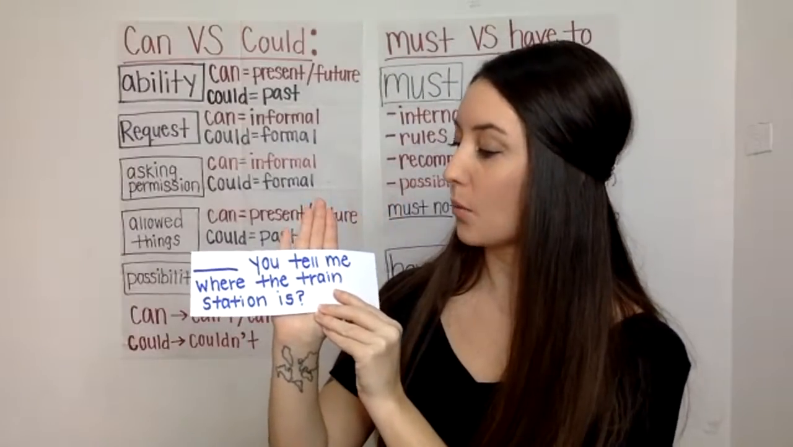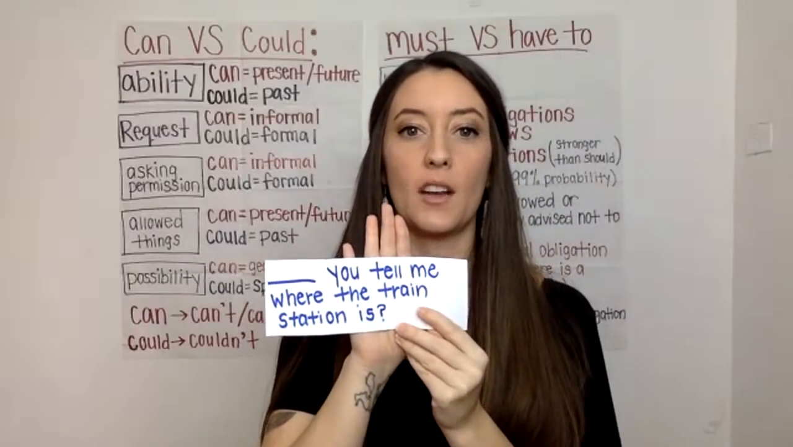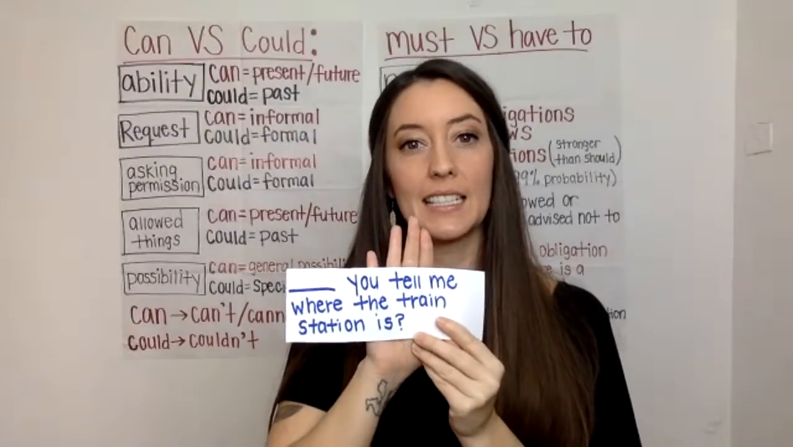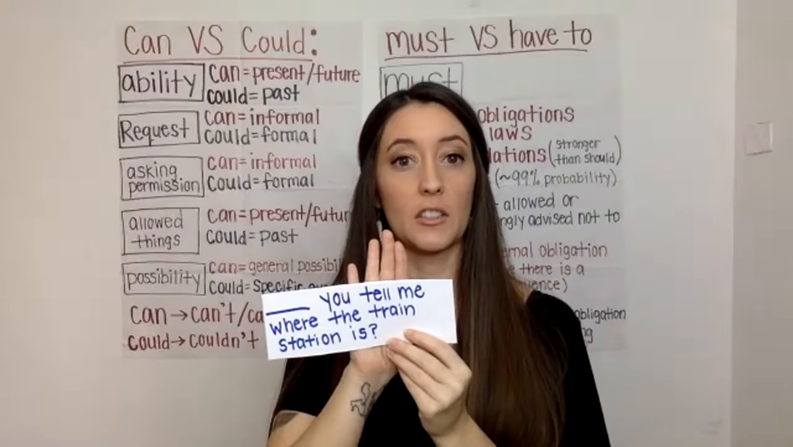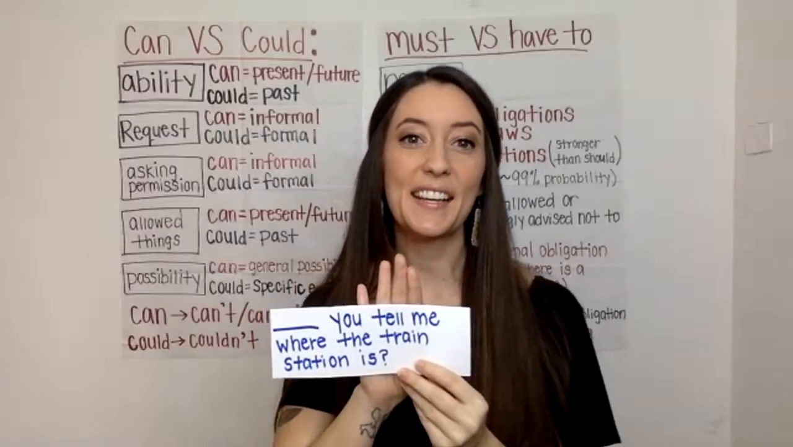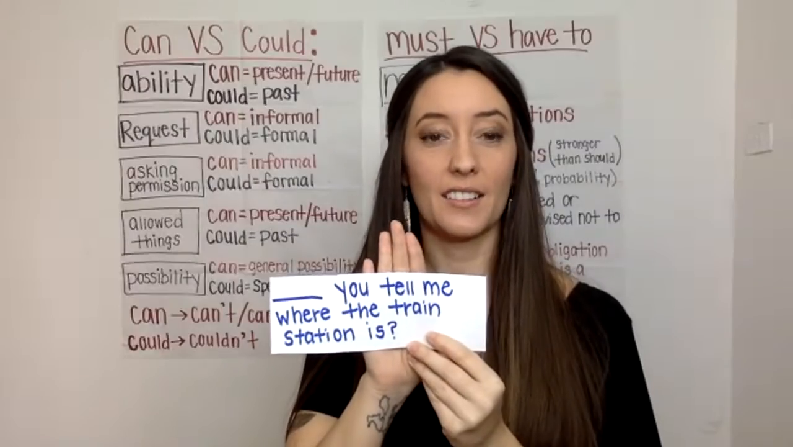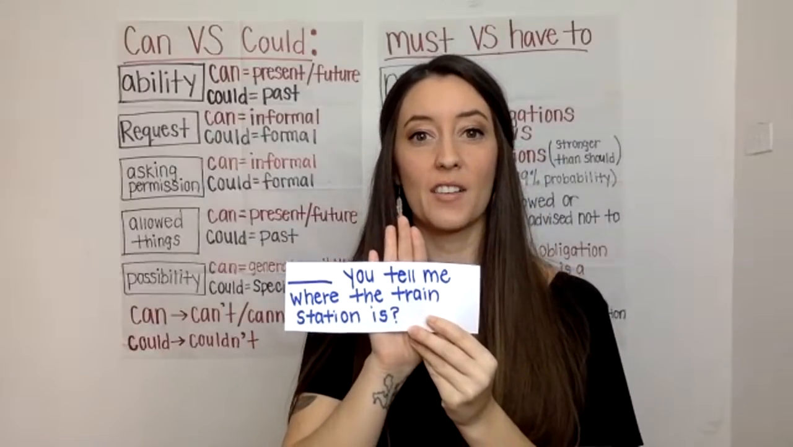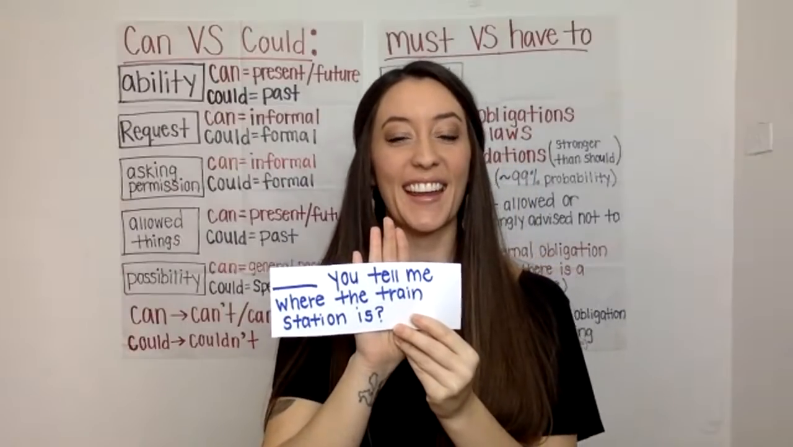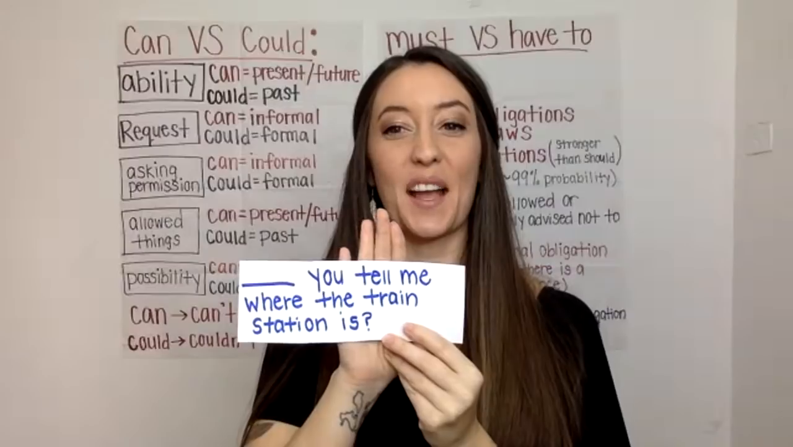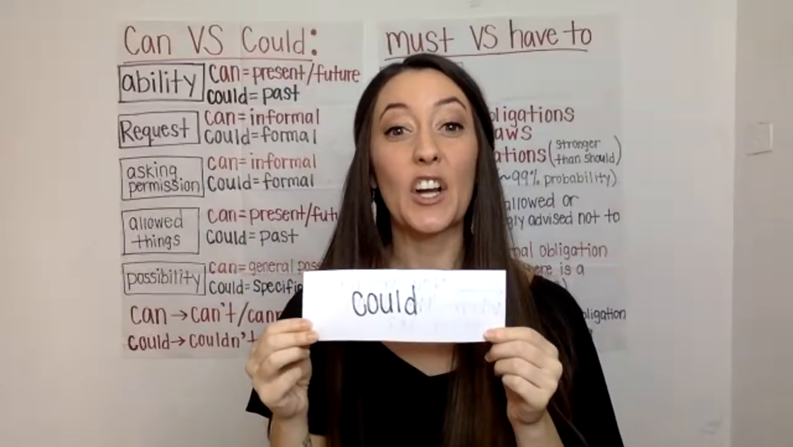Blank, you tell me where the train station is. Would we use can or could in this question? So let's assume you're visiting a new city and you don't know where the train station is, so you must ask someone where the train station is. Give me just a moment. Great, I see lots of correct answers coming through. Okay, the answer to this one is going to be could.